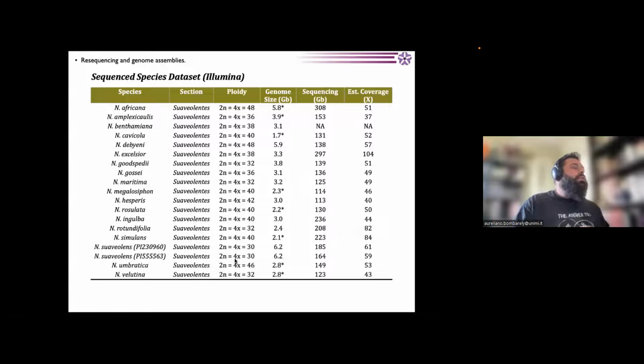Okay. So this is the list of the accessions that were sequenced by our collaborators, from Nicotiana africana to Nicotiana velutina. For some of them, we even sequenced 2 different accessions, and we tried to hit at least 40x coverage for each of those, which for accessions with big genomes can be allowed.